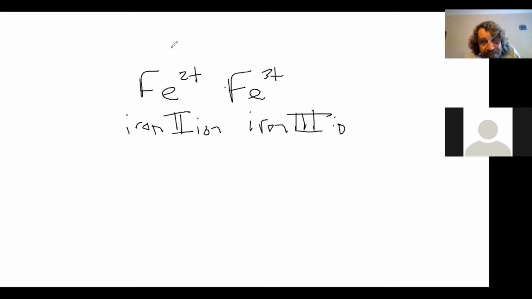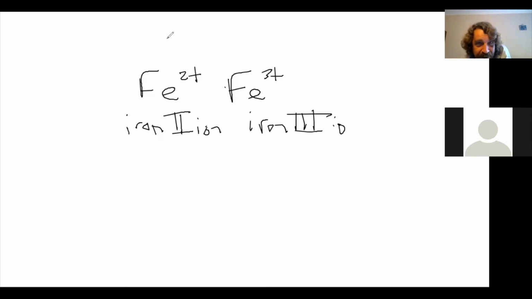So the only ones that don't have a Roman numeral are the group 1s, the group 2s, and aluminum. That's it. Everything else has a Roman numeral to it. So most of these will have Roman numerals. That includes not only the transition metals, but also the post-transition metals, everything except for aluminum. So group 1s, group 2s, and aluminum are the only ones that don't have a Roman numeral. Everything else does, okay?